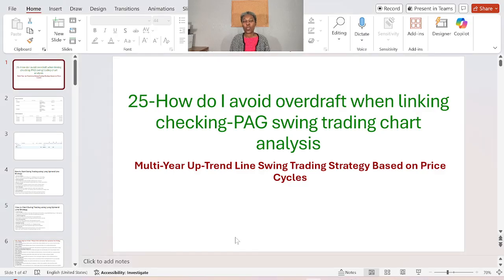Hello, how do I avoid overdraft when linking a checking account? Swing trading analysis of PAG.